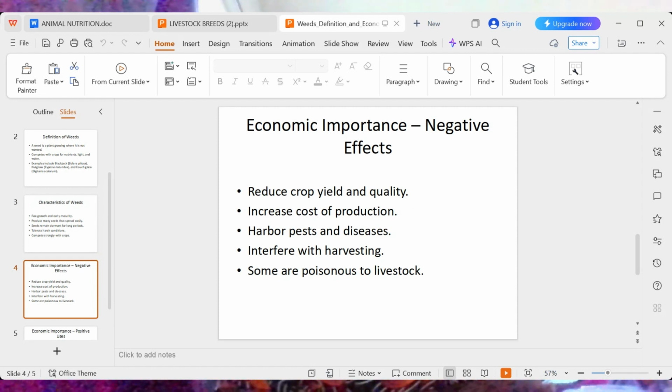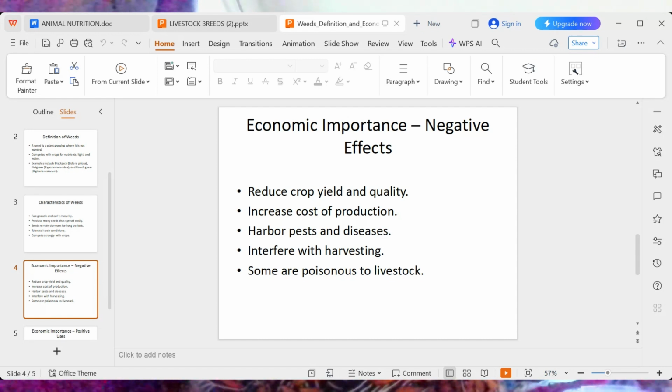Okay, here are some economic importance, negative ones. So we have weeds reduce crop yield and quality, where they compete with crops for nutrients, light, and water. It also increases the cost of production, whereby a farmer has to buy the herbicides which he or she will use to control the weeds in the farm, hence increasing the cost of production.